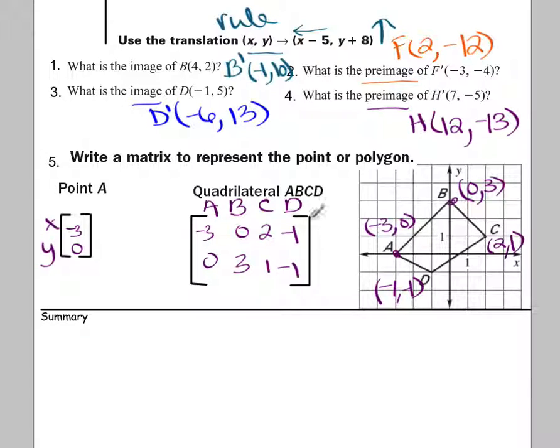So now this is the matrix to represent quadrilateral ABCD. It's just an organizer of your points. That's all I want you to think of it as, but we are going to be using them.